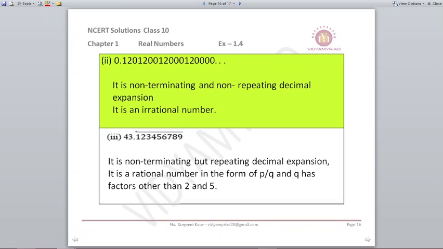43.123456789 with a bar on it, which means the numbers will be repeating. It is non-terminating, it is not stopping, but it is a repeating decimal because after 9 it will again start with 1, 2, 3, 4, 5, 6, 7, 8, 9. It will go on, it will not finish, but it is repeating in nature. So we will say that it is a rational number which can be presented in the form of p upon q, and the denominator will have the factors 2 and 5.